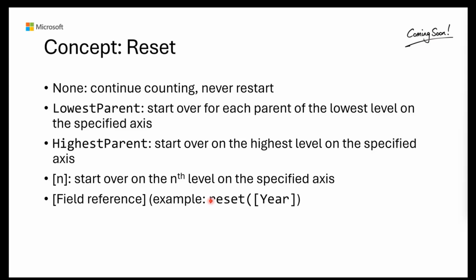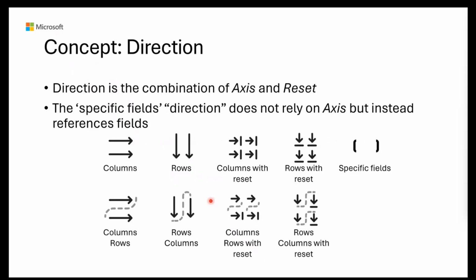So a running sum for all the months in a year, but resetting for every year, looks like running sum sales on, let's say, highest parent or reset on year. Very simple expression to express the power of reset. So it allows you to define when you want to restart a calculation while you're doing that. This is partly still coming soon. We're still working on this, but part of this is already out, like lowest parent and highest parent you can already do. And together, this creates the concept of direction.